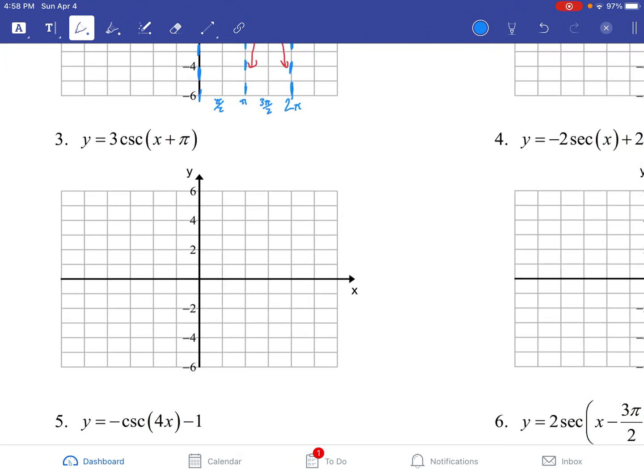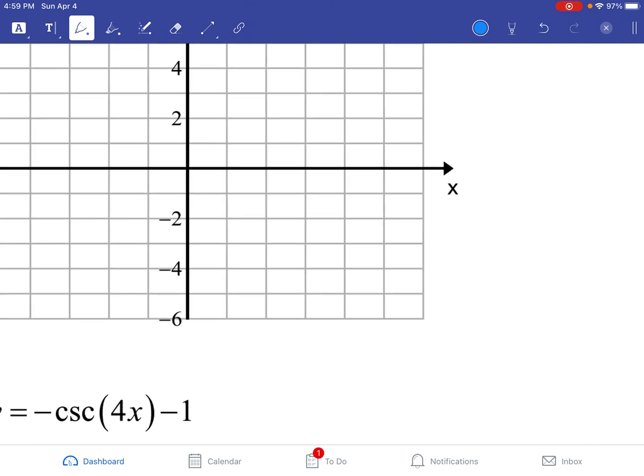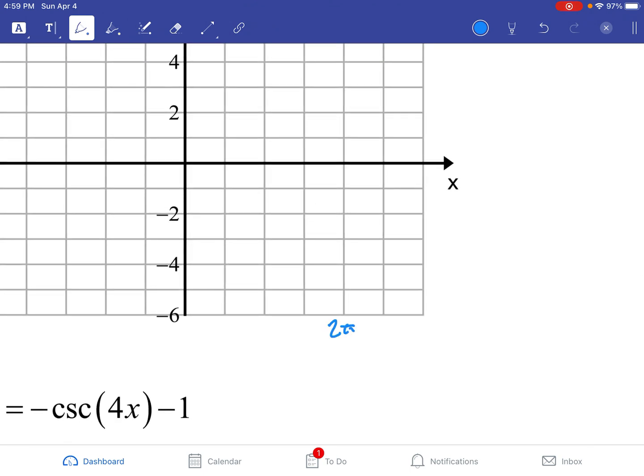What I'm going to do is think about graphing this instead of cosecant. I'm going to think about graphing this as a sine function. So just like we did last week, first step is do the period. Well, the period didn't change because nothing was multiplied or divided to the x value. So it's still going to be 2 pi. So put down my intervals for my period.